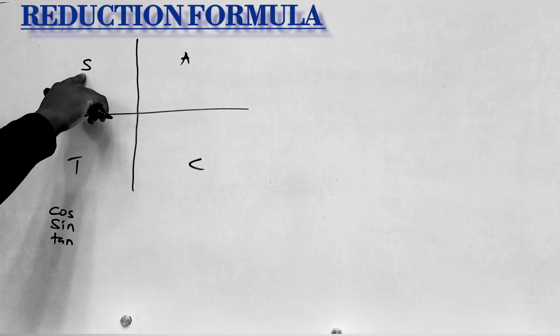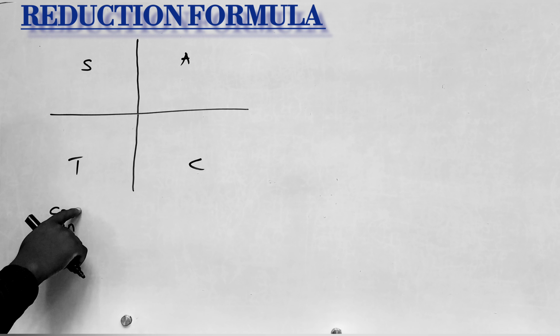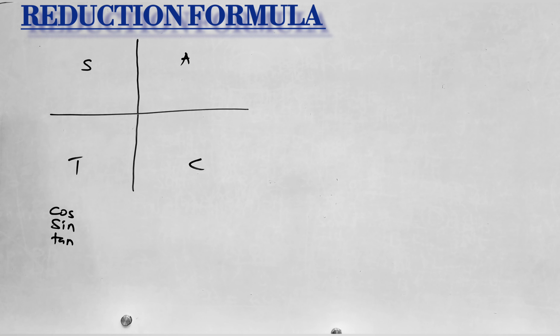Then here we have sine. It means only sine is positive, the rest is negative. Then tan is the only one which is positive, then the rest is negative. Here cos is positive, then the rest is negative. So we want to start with reduction formula on negative angles.